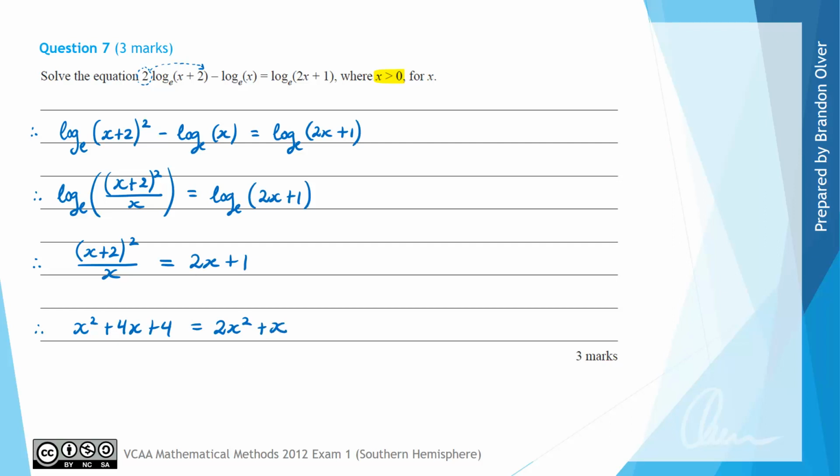So just be careful when you're performing a step like that, because you're expanding a binomial on the top of that fraction, so that gives 3 terms, and when we multiply by x, both 2x and the 1 both need to be multiplied by x.